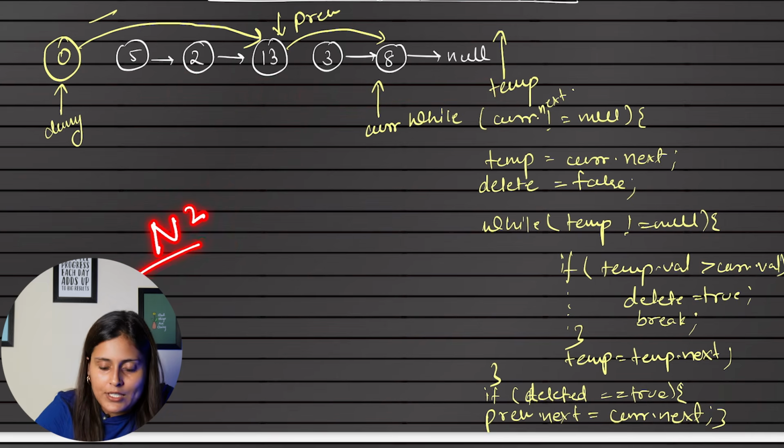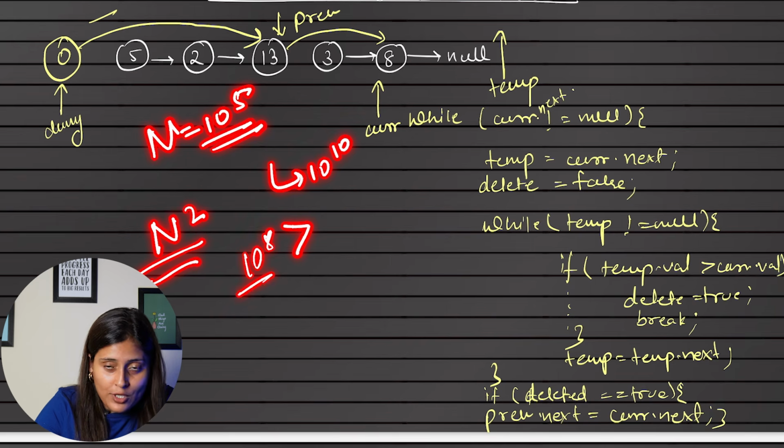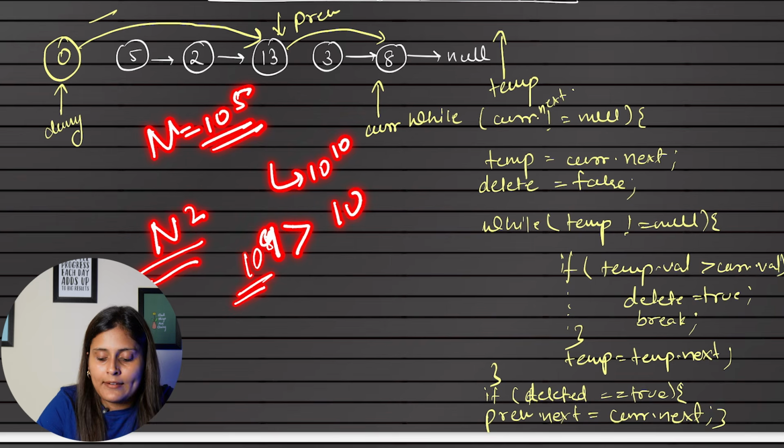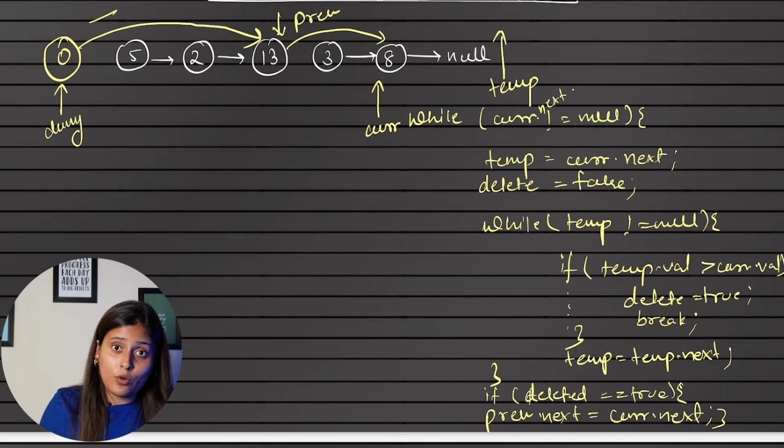Is n square valid for this case? No. Why? Because n is already 10 power 5 and n square will become 10 power 10, and you know beyond 10 power 8 it's not safe, and for sure 10 power 9, 10 power 10 will give TLE. So we can write the code, but because of the TLE it won't be accepted.